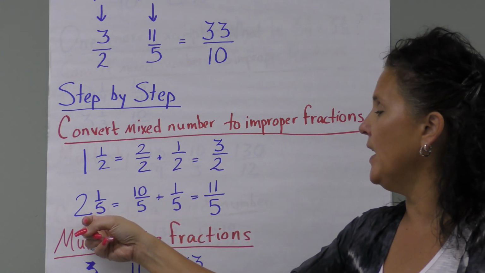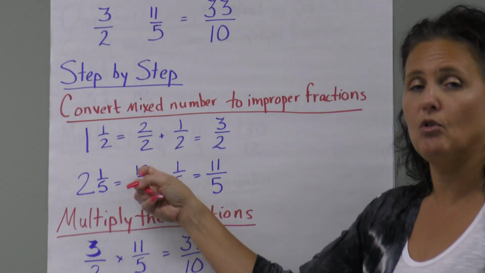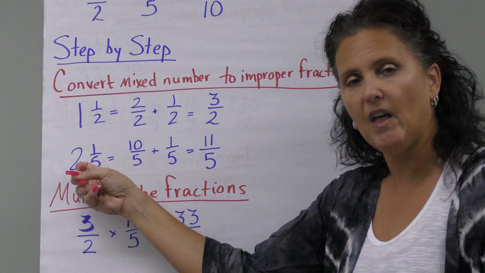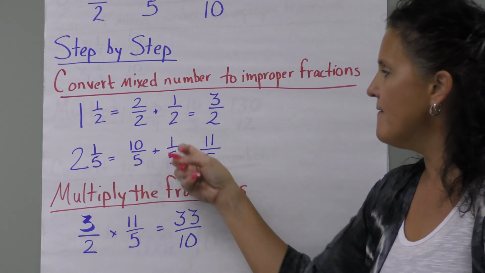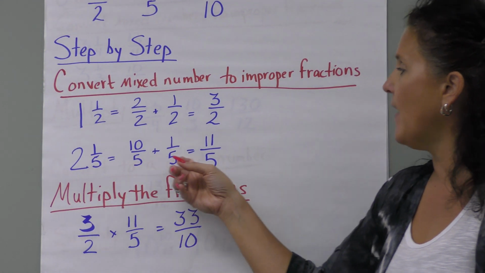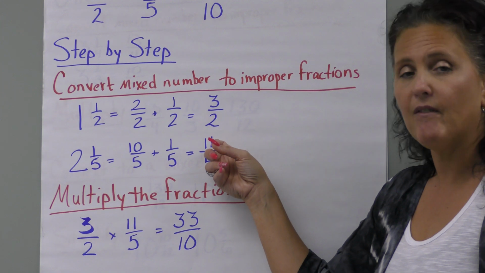Same thing for 2 and 1/5. If we want to get 2, 5 divided into 10 goes 2 times. So that's 2, that's our whole number. And we have this 1/5 left over. So here's our 1/5. So we're going to add them just like we would normally add fractions. We bring our 5 over for our denominator. 10 plus 1 is 11.